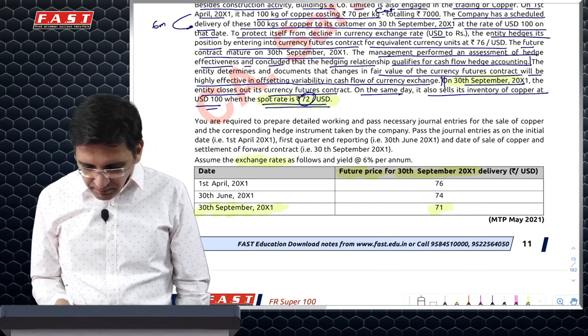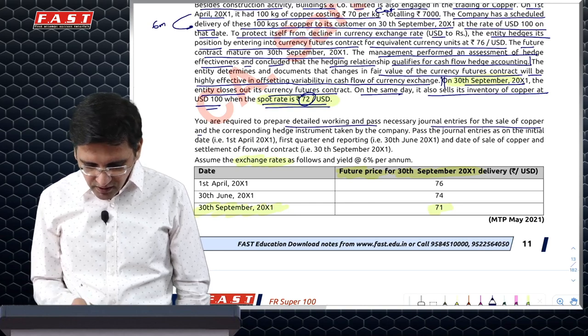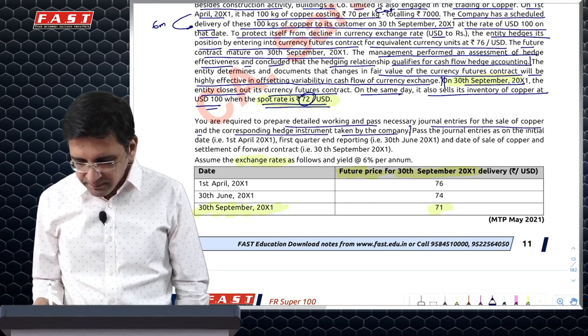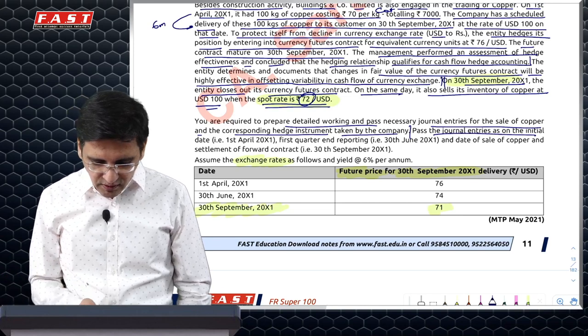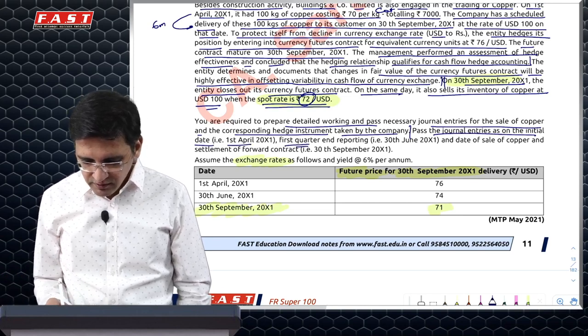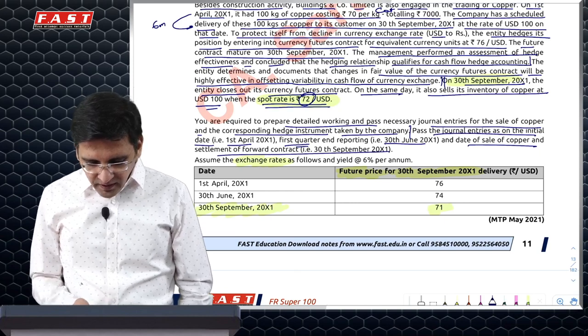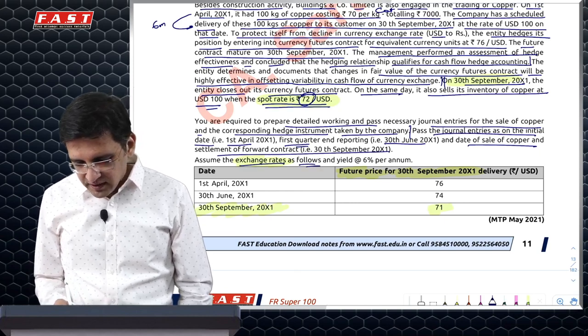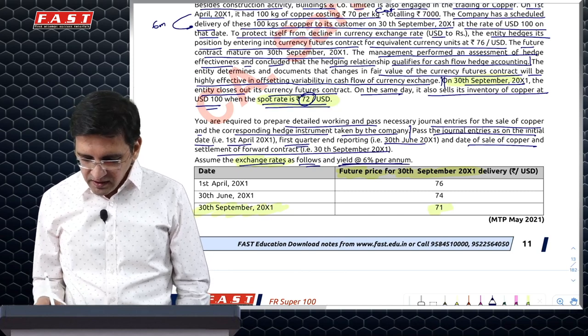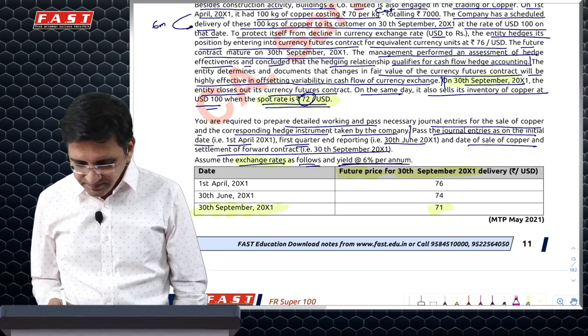It says you are required to prepare detailed working and pass necessary journal entries for the sale of copper and the corresponding hedge instrument taken by the company. You'll have to pass journal entries as on the initial date, the first quarter, which is 30th June, and the date of sale, which is 30th September. Assume exchange rate as follows and yield at 6% per annum. And this is where my second problem comes in.